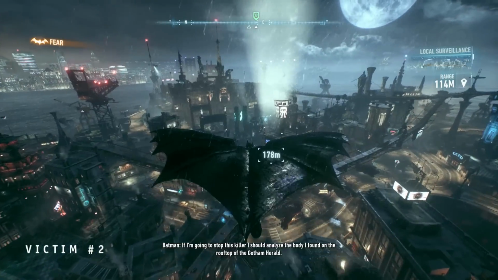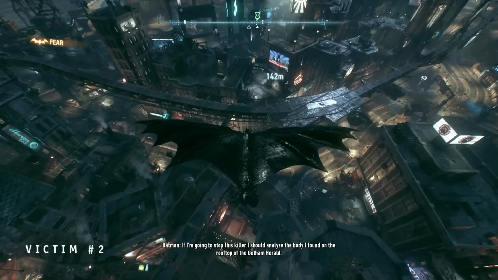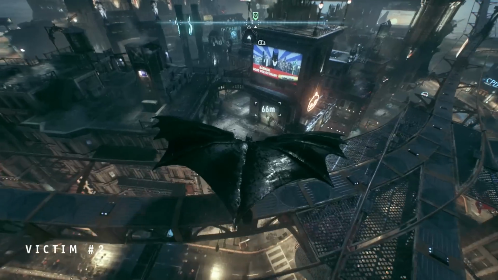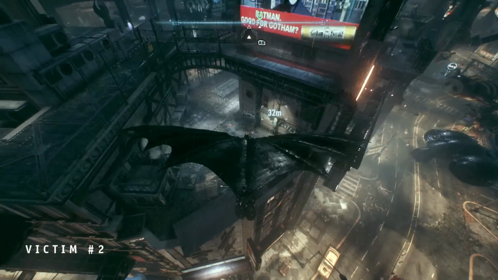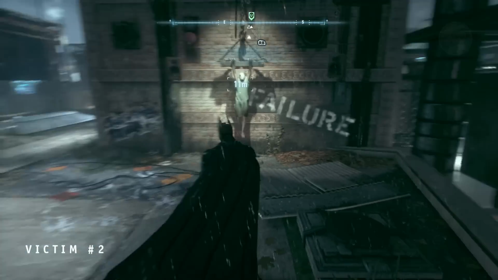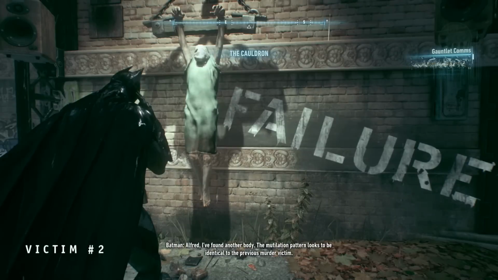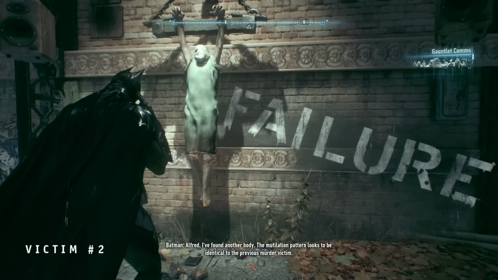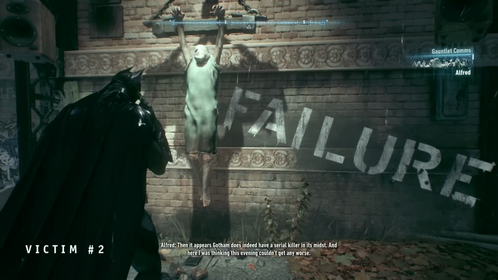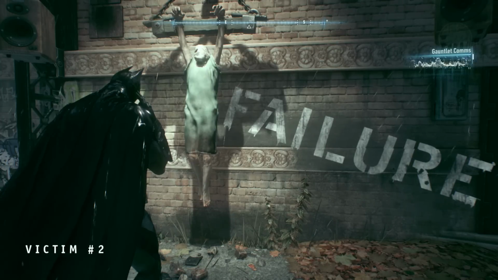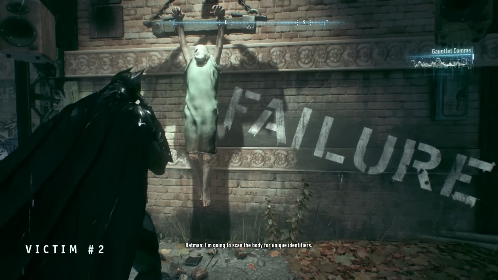If I'm going to stop this killer, I should analyze the body I found on the rooftop of the Gotham Herald. Alfred, I found another body. The mutilation pattern looks to be identical to the previous murder victim. Then it appears Gotham does indeed have a serial killer in its midst. And here I was thinking this evening couldn't get any worse. I'm going to scan the body for unique identifiers.